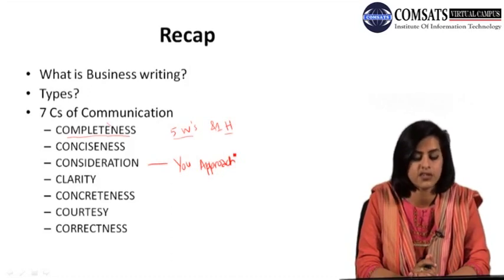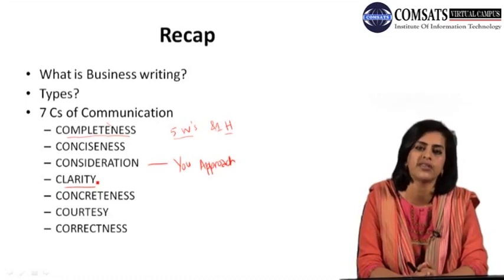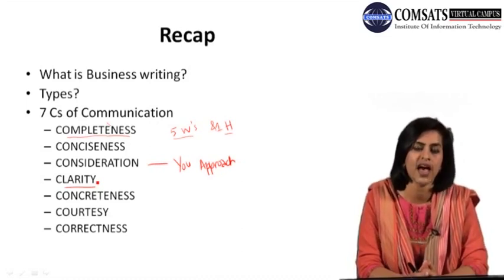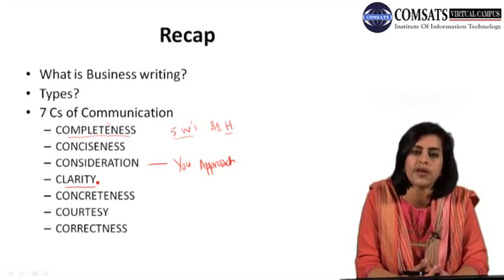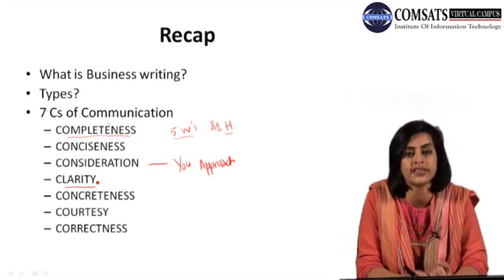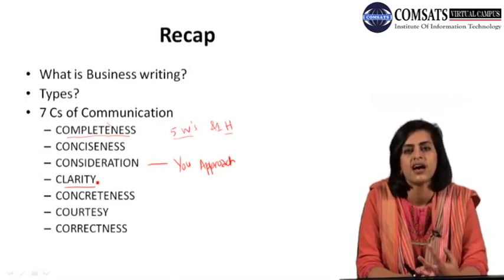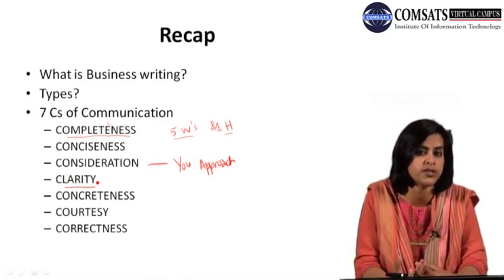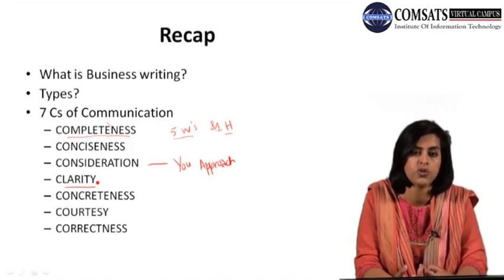Then the 4th C that we discussed was clarity. In clarity, we discussed how you can make your sentences clear by using active voice, avoiding ambiguous sentences, using parallel structures, avoiding redundant categories, and reducing phrases or converting phrases into words. Then the next C was concreteness. Concreteness basically talks about the concreteness of the structure in the sentence. The thoughts that you are conveying should be concrete and factual.